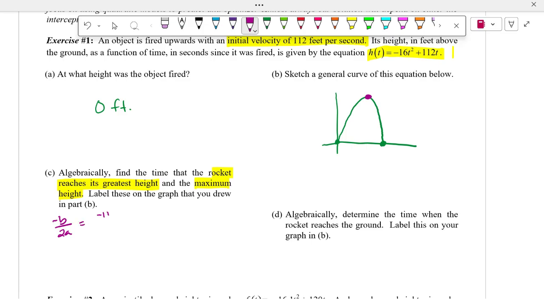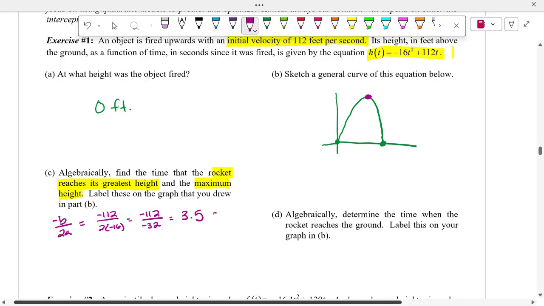So I have negative 112 over 2 times negative 16. So that's negative 112 over negative 32, which is what? 3.5. You guys have calculators, use them. 3.5. So in other words, it reached its highest height at 3.5 seconds. So that's the first part.